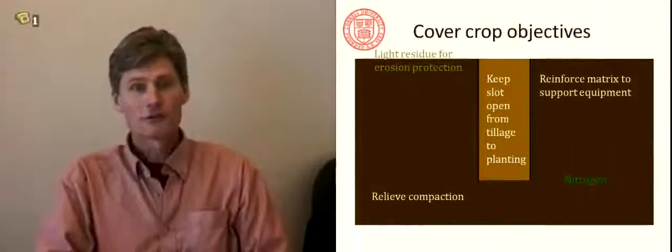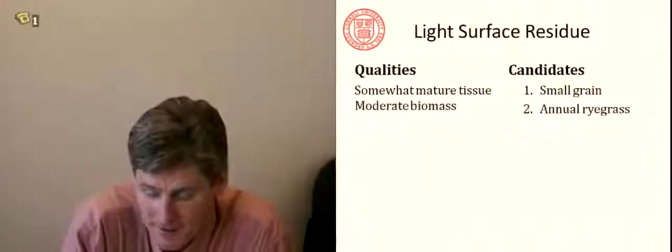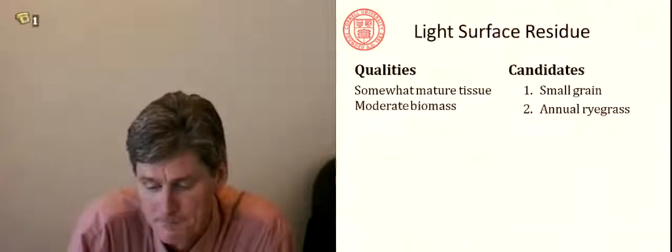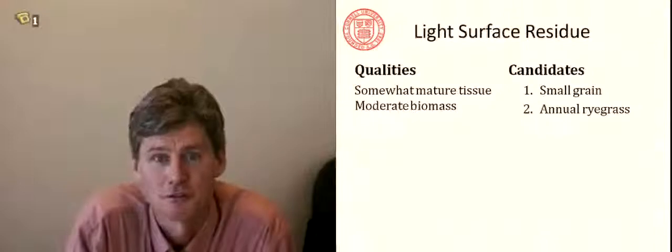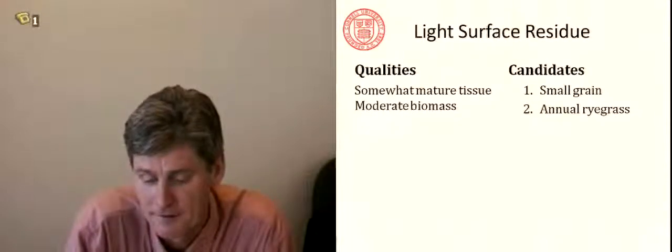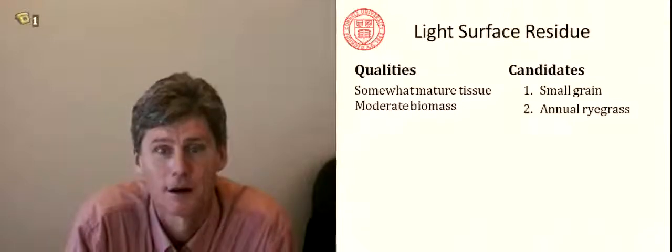So I'll talk through how to do those. And on the next one, as you're looking for a light surface residue, you want a somewhat mature tissue. If it's really green, it'll break down right away and won't last. And you want a moderate biomass.